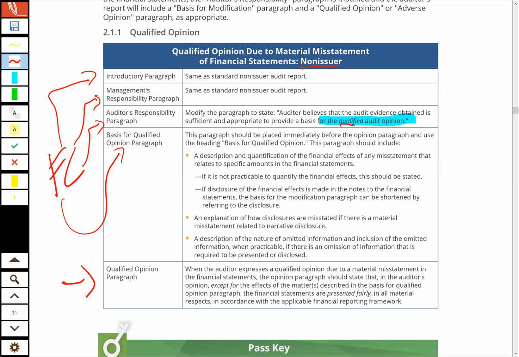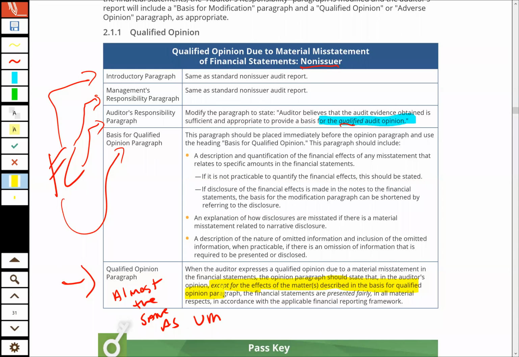And it's almost the same as the unmodified. Put "almost the same as" what? Unmodified. Almost the same as unmodified, but now you have the words what? You have the words "except for," and it's got to be those words, "except for the effects on the financial statements of what was described in the basis for the qualified opinion."